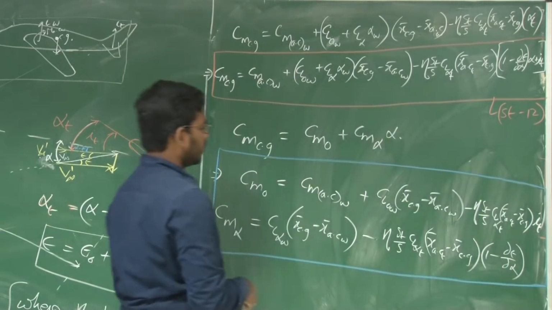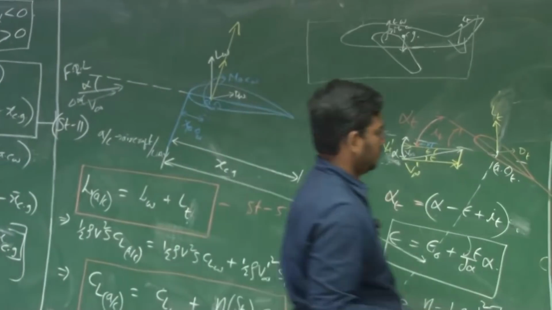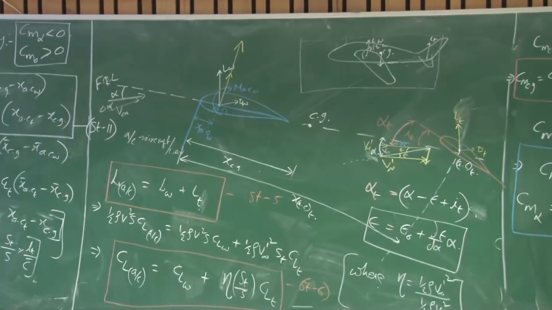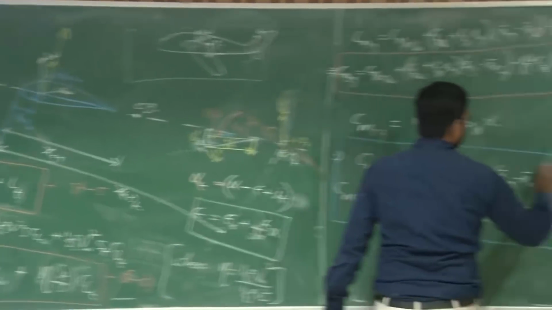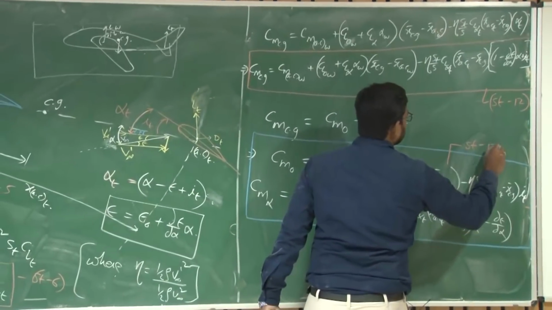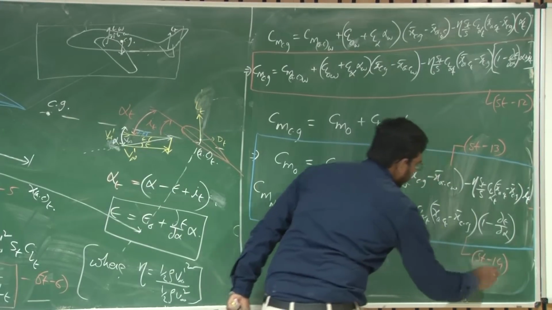So these are the static stability equations for wing and tail combination. Consider them as stability 13 and 14. This is stability 13 and this is stability 14.